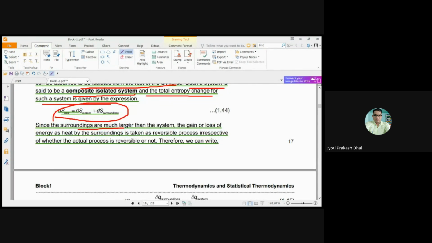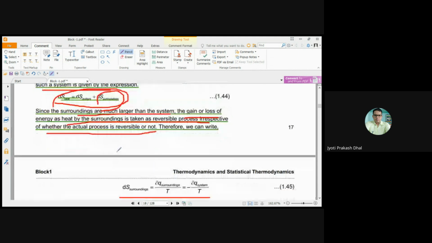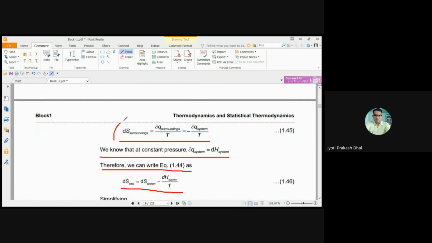Since the surroundings are much larger than the system, the gain or loss of energy by heat in the surroundings is taken as a reversible process, irrespective of whether the actual process is reversible or not. That means the change in entropy for the surroundings is always reversible, because the surroundings are far larger compared to the system. Therefore, we can write dS surrounding equals del q surrounding divided by T, which equals minus del q system divided by T.